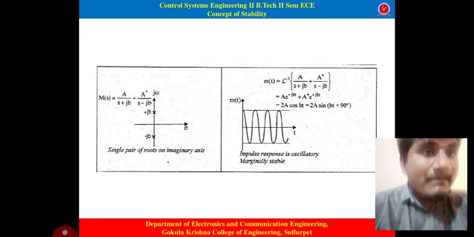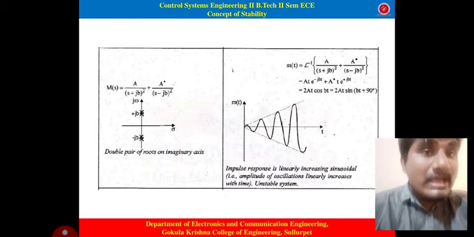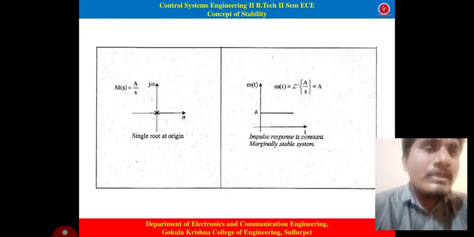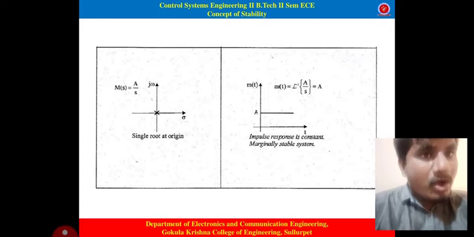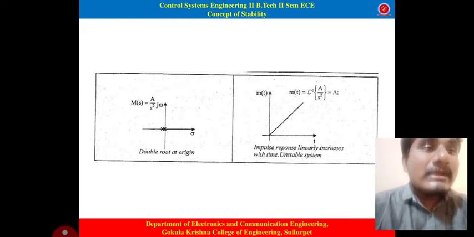The output is between two levels, so it is marginally stable. Okay, one more example here. The poles are on the imaginary axis but double poles are there, that time we got an unstable output. And here again, the pole is on the imaginary axis as well as on the real axis, yes or no? Because it is s equal to 0, that time we got marginally stable. But when there are double poles at s equal to 0, we got an unstable system.